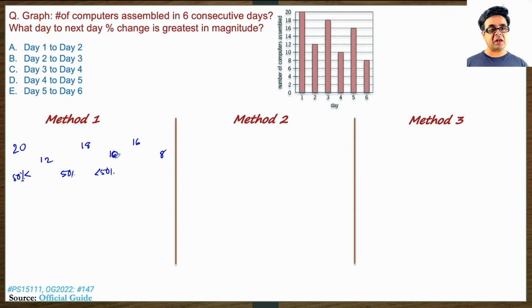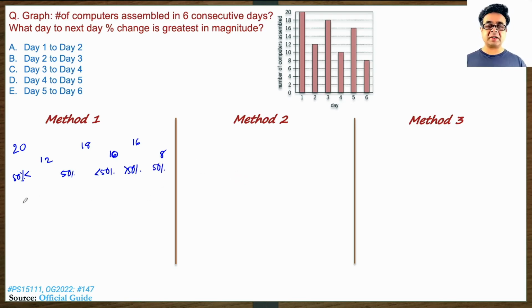The 50% value of 10 is 5, and here we have 16, so 6 added to 10, which is more than 5 added to 10. So this change is greater than 50%, right? If it were 50%, it would be 15. And finally the 50% of 16 is 8. So the change here is 8. 16 minus 8 would be 8. So the change here is exactly 50%.